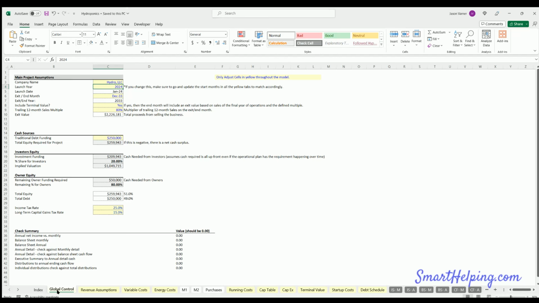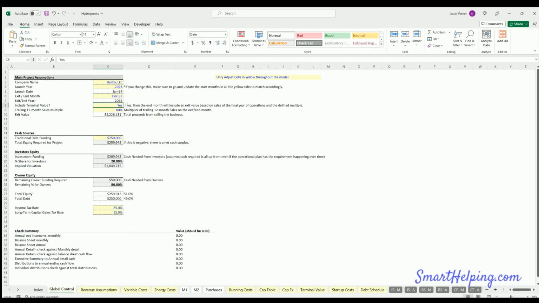First tab, global control. What you're going to do, define company name up top, the launch year, and note if you change the launch year, make sure you adjust the dates accordingly for the exit, because this will change if you move this up a year or back a year. This goes for a max of 10 years, but you can stop the forecast at any time. Here we've just set it up for 2024 to December 2033.